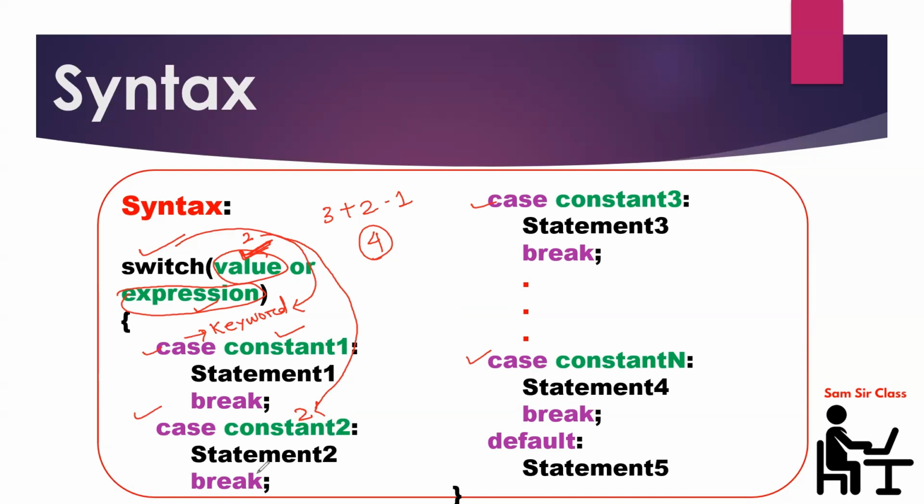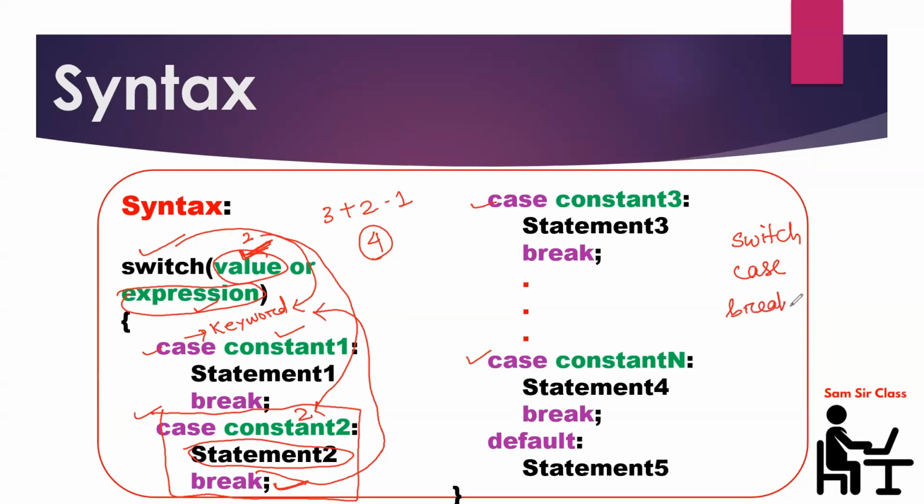Another keyword here is break. What do you mean by break? Suppose you want to execute only case 2, not the others; then you execute that block. After that, whenever break is encountered, it will come out of the switch block. So the keywords we have come across are switch, case, break, and one more, default. Default is another keyword here.